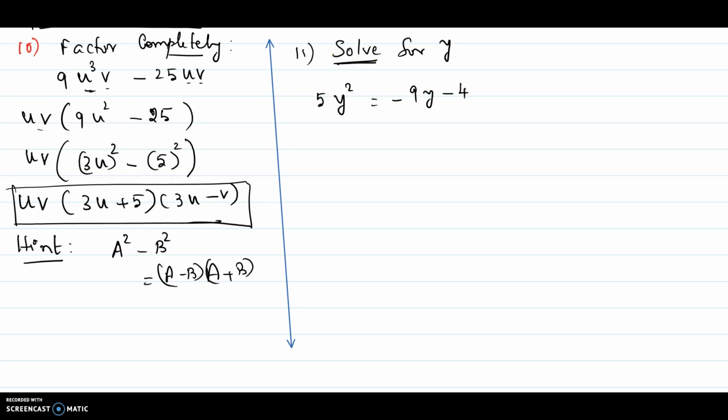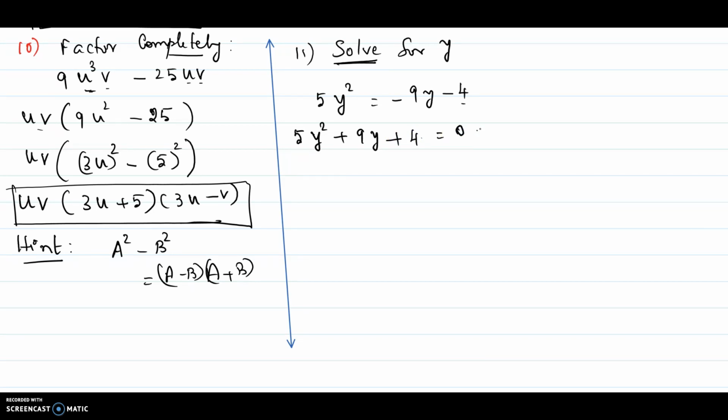5y square equal to negative 9y minus 4. Because the question is solve, we have to arrive at the value for y. So first collect all the terms to one side and make the right hand side 0. So 5y square, if you move the negative 9y over to the left hand side, it becomes positive 9y. If you move the negative 4 on the right hand side to the left hand side, it becomes positive 4. The right hand side becomes 0.